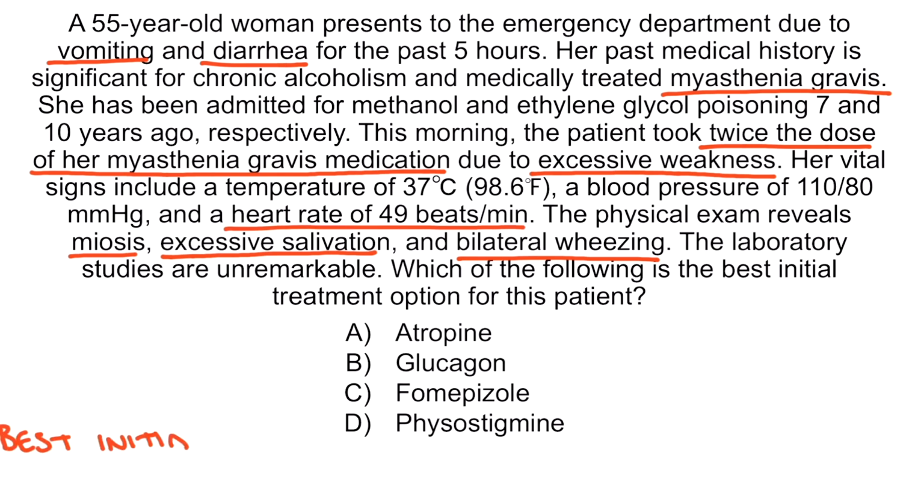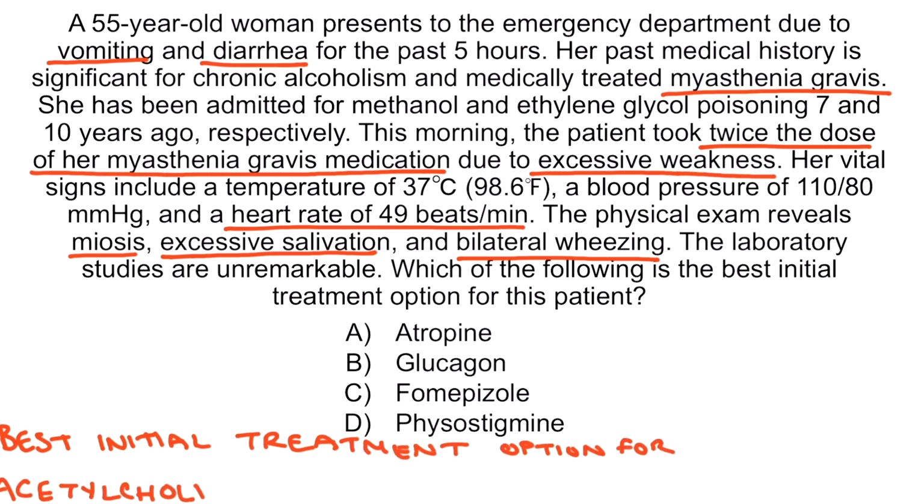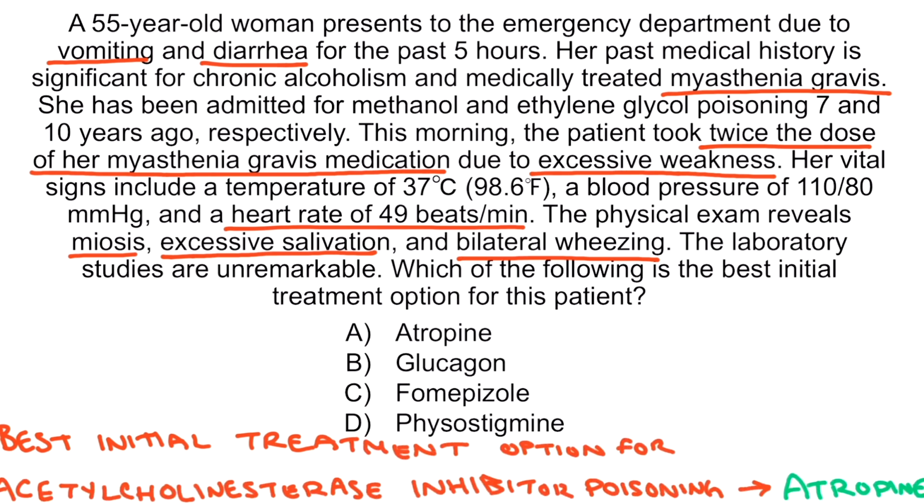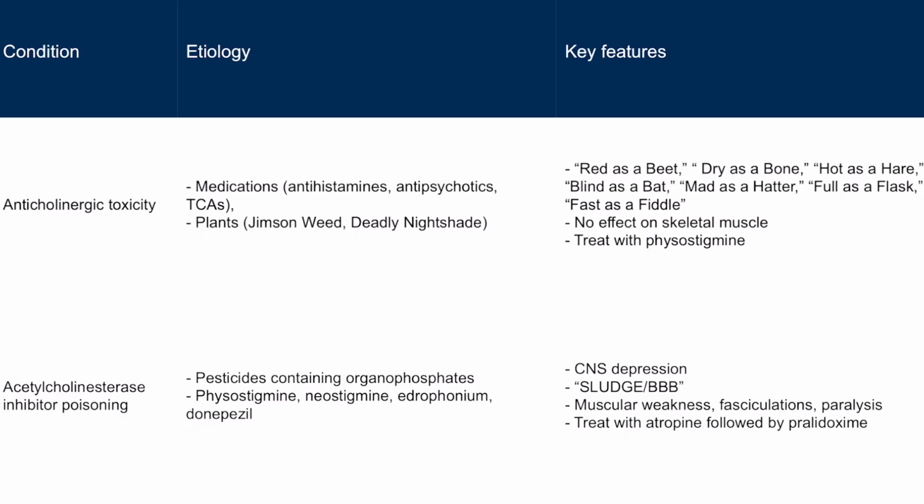The best initial treatment option for acetylcholinesterase inhibitor poisoning is atropine. Atropine reverses the acetylcholine effects at the muscarinic receptors. Therefore, the correct answer is option A. Here's a slide comparing and contrasting the different types of poisoning. This patient with acetylcholinesterase inhibitor poisoning from pyridostigmine will be treated with atropine followed by pralidoxime.